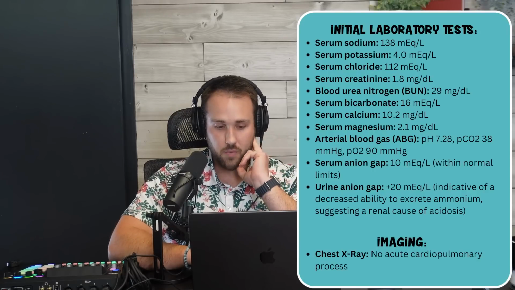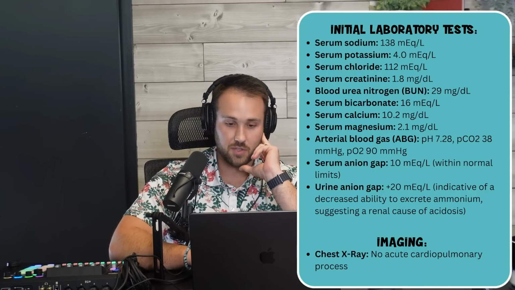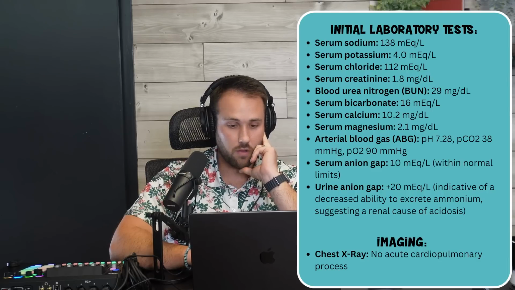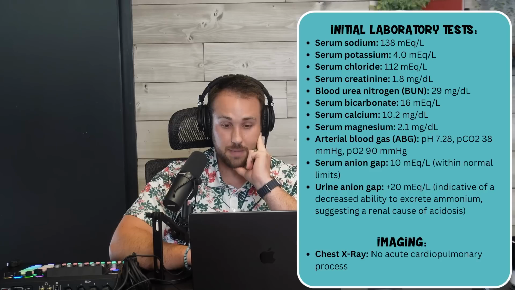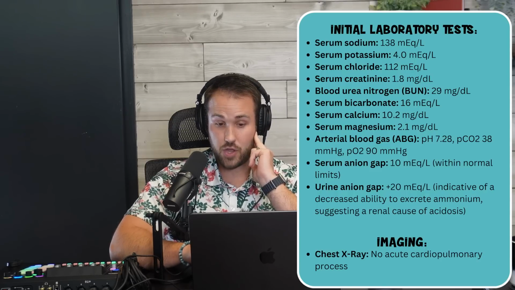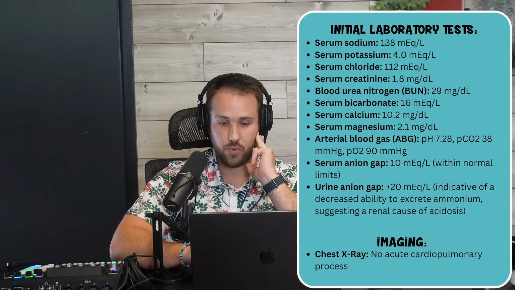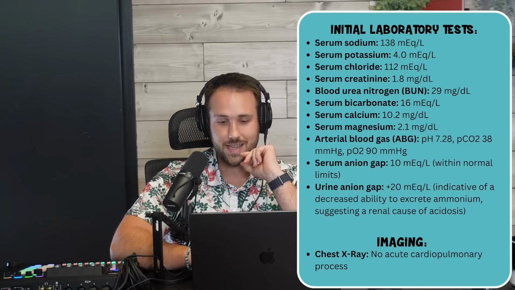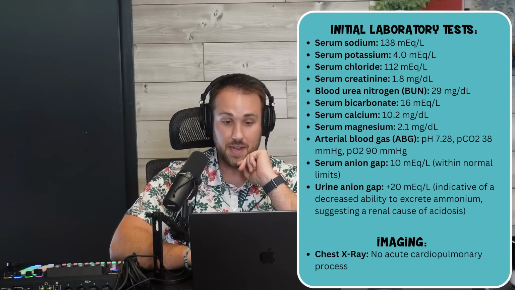Let's keep going. So some laboratory testing we get back. We have in order here, serum sodium is 138, potassium is 4, serum chloride is 112, serum creatinine is 1.8, his BUN is 29, serum bicarbonate 16, calcium is 10.2, magnesium is 2.1. You get an ABG, you get the following of a pH of 7.28, PCO2 of 38, and a PO2 of 90. His serum anion gap is 10.